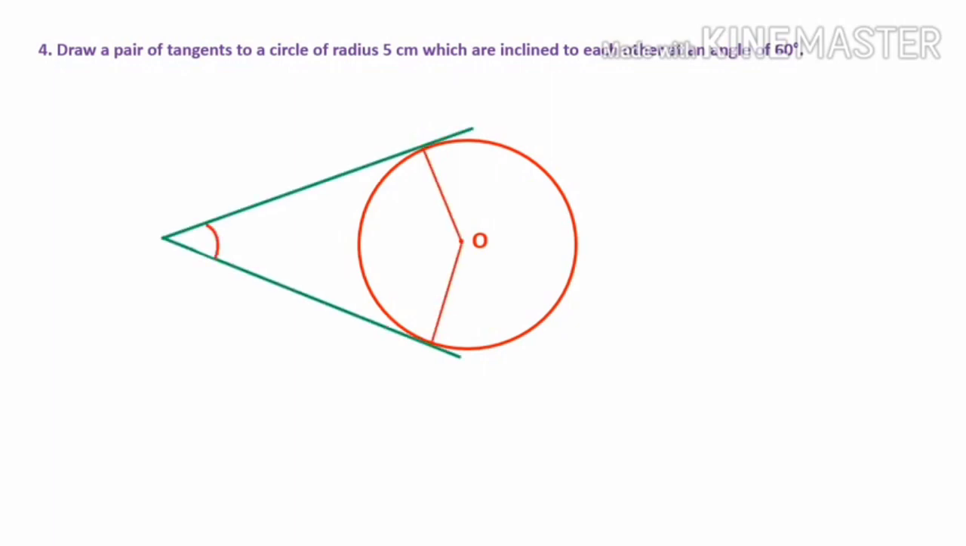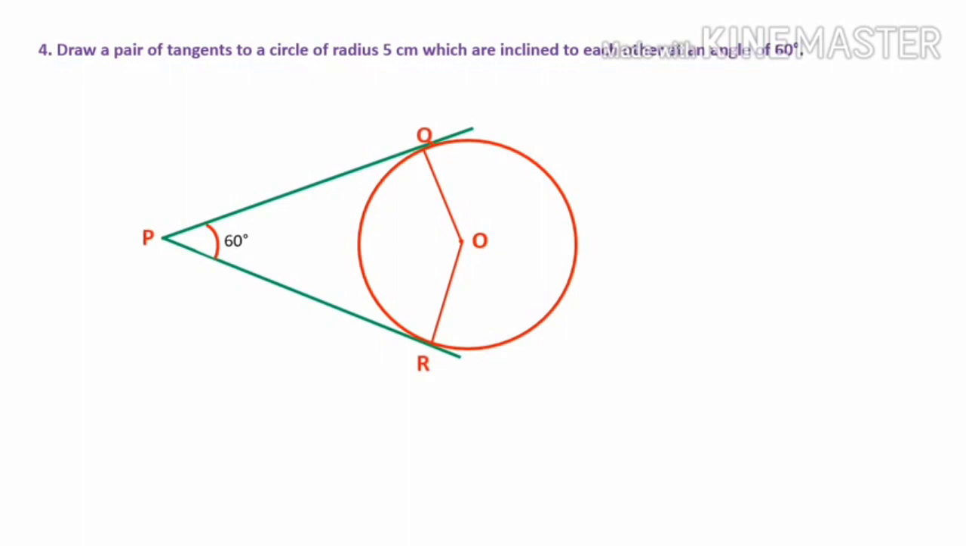So let me explain by using a rough sketch. A circle with center O is drawn, radius is 5 cm. I didn't use the radius, I have simply drawn a circle just to explain the procedure. And here the condition is two tangents inclined at an angle of 60 degrees. Means the angle between these two tangents, the green lines show the tangents, is 60 degrees.